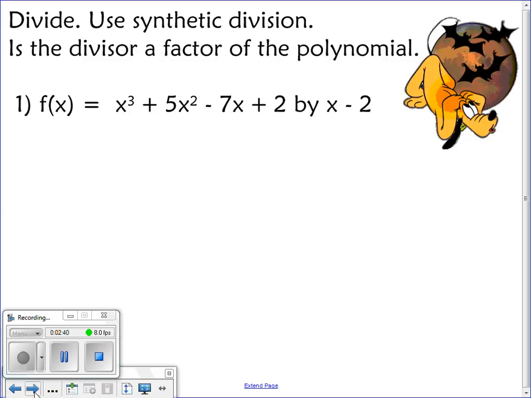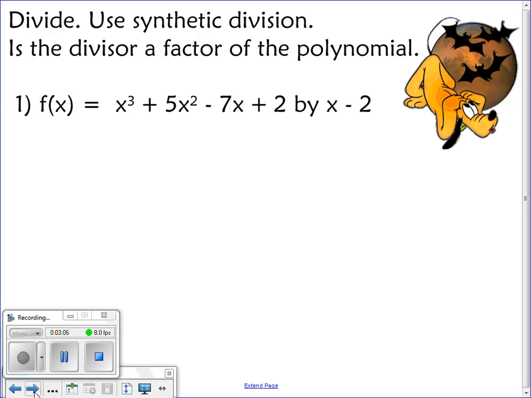So, divide using synthetic division. Is the divisor a factor of the polynomial? How do you know if it's a factor or not? If there's no remainder, it's a factor. All right, so I'm taking this part right here, dividing by x minus 2. Notice it's in the form x plus or minus a number. It's just x minus 2. So I can use synthetic.